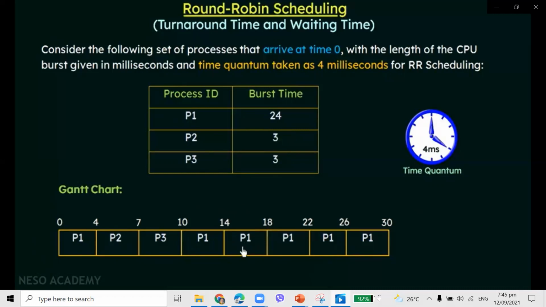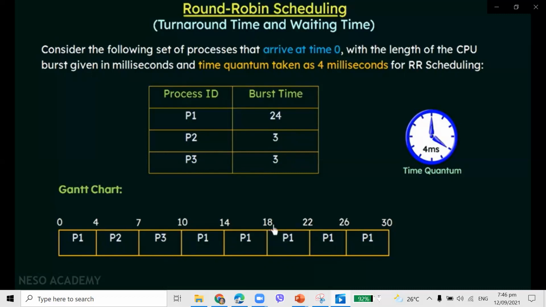So P1 will again execute for 4 milliseconds, which is 14 plus 4 up to 18 milliseconds. Now did it complete? No, it did not complete. Now P1, how much did it execute? Here we see 4, here another 4, here another 4. So a total of 12 milliseconds were executed. And there is a remaining of 12 milliseconds that P1 has to execute because the total burst time is 24 milliseconds.